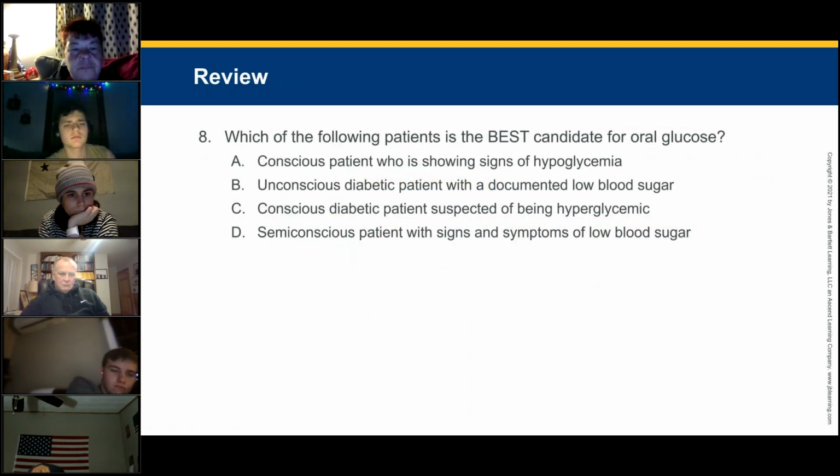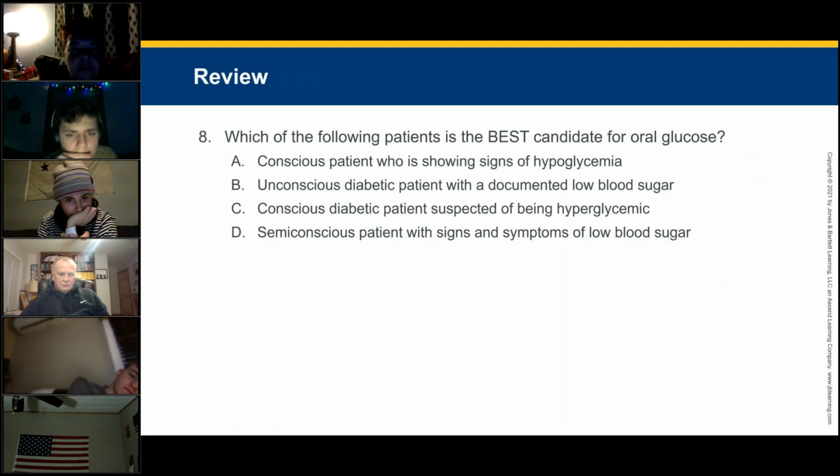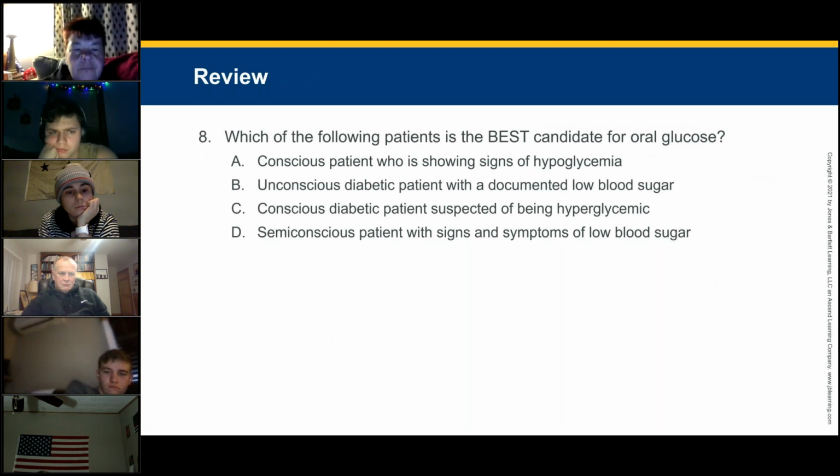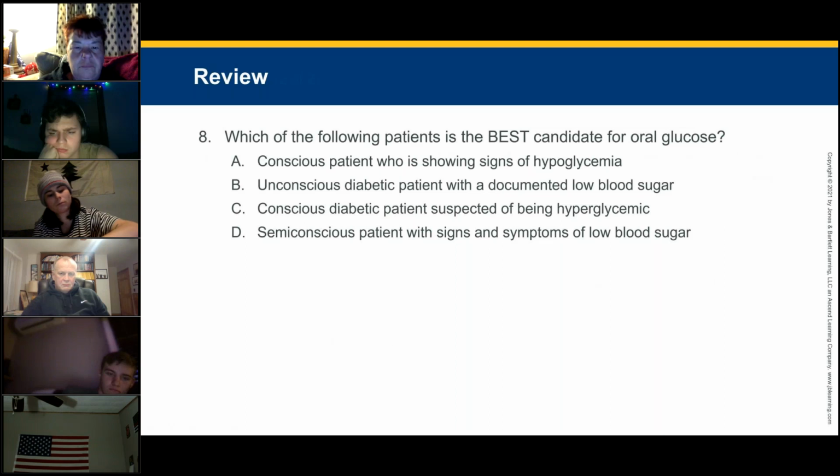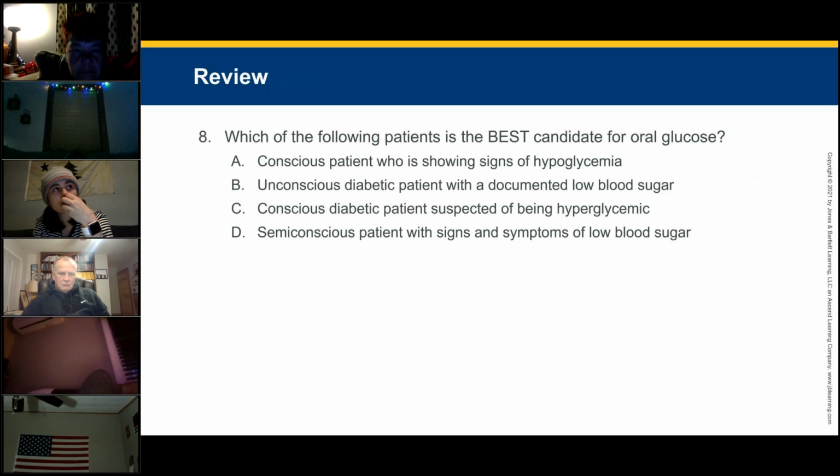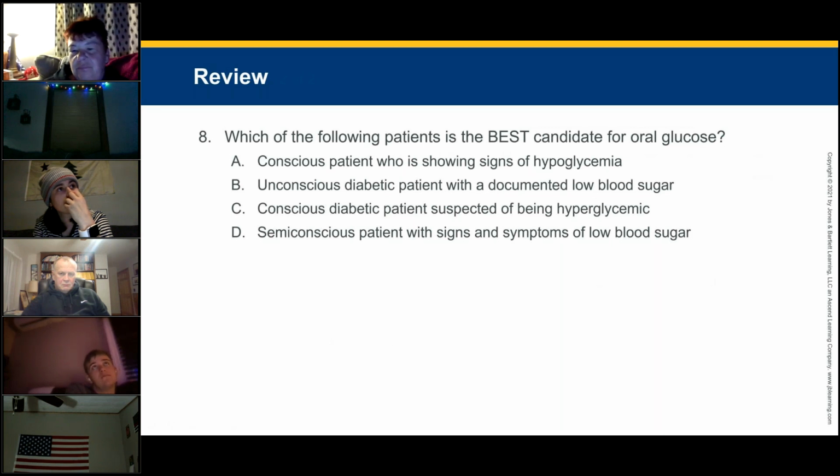Which of the following patients is the best candidate for oral glucose? All right, very good. A.